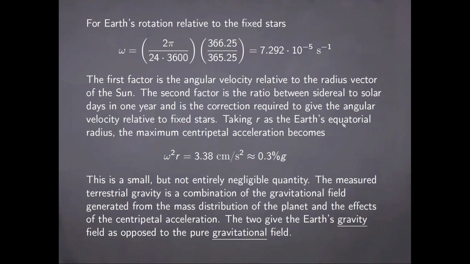Taking r as the Earth's equatorial radius, the maximum centripetal acceleration becomes omega squared times r, which is the number here, or 0.3% of the standard gravitational acceleration. So this is a small but not entirely negligible quantity. The measured terrestrial gravity is a combination of the gravitational field generated from the mass distribution of the planet and the effects of the centripetal acceleration. These two give what is known as Earth's gravity field, as opposed to the pure gravitational field.